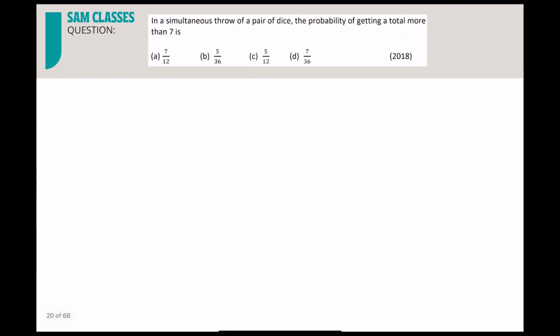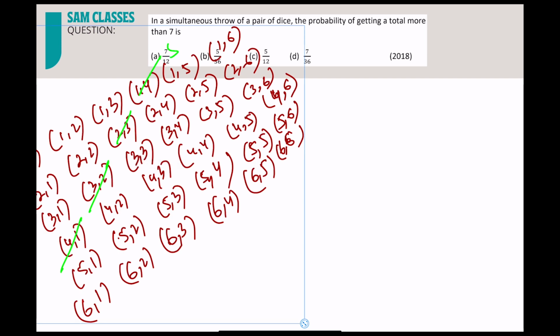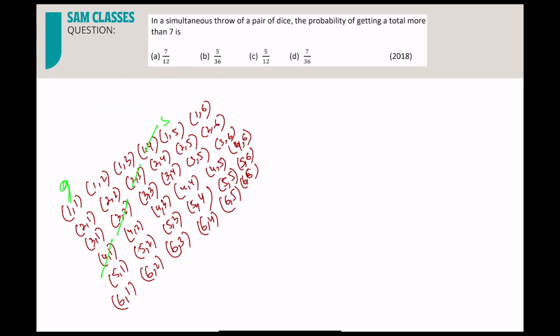Next. In a simultaneous throw of a pair of dice, the probability of getting a number total more than 7. Make sure you know the dice sample space very properly. We already know when the total is 7: here we are getting 5, here we are getting 6. More than 7 is this part: 8, 9, 10, 11 and 12.